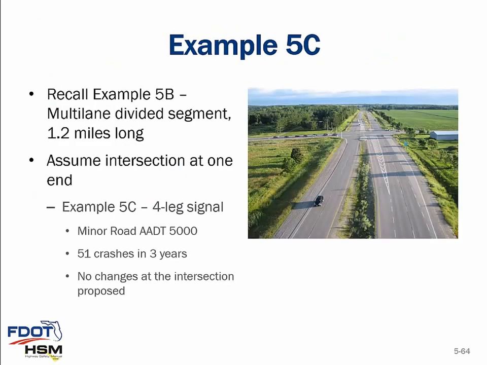So now let's look at an intersection example. What we want to do is expand upon the previous 5B example that we did for the multi-lane divided segment being 1.2 miles long, and add an intersection at one end of this segment. It would be a four-leg signalized intersection. The minor street approach would have an AADT of 5,000. Again, 51 crashes over 3 years, or 17 crashes per year. There are no changes at the intersection with the proposed conditions.